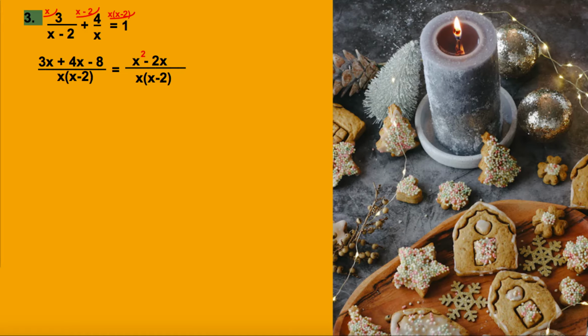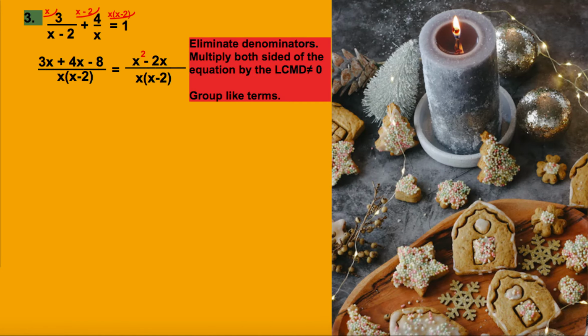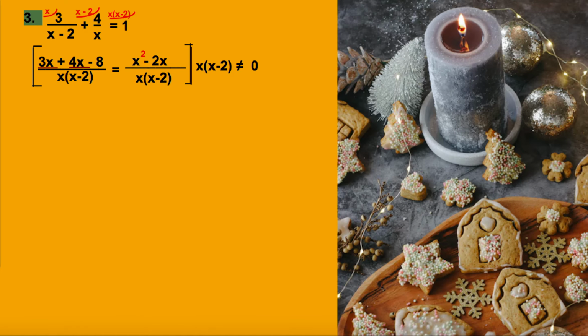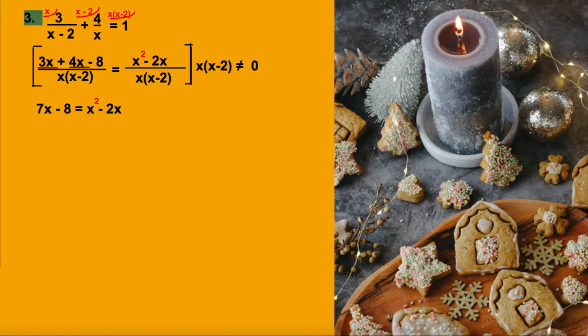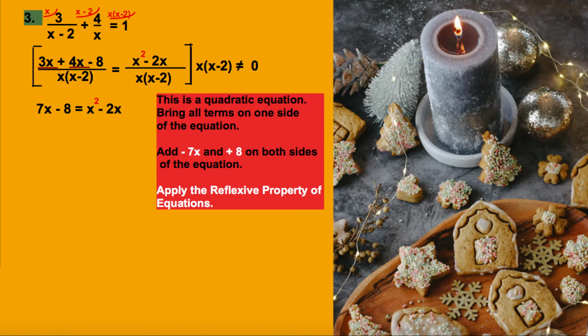The numerator of the left-hand side is then equal to 3x plus 4x minus 8. And the numerator of the right-hand side is x squared minus 2x. Eliminating denominators, multiplying both sides of the equation by the LCMD, which is not equal to 0, and grouping like terms, is equivalent to 7x minus 8 equals x squared minus 2x. This is a quadratic equation.